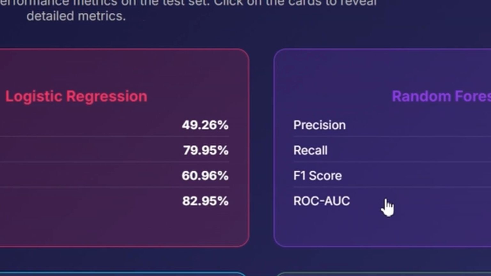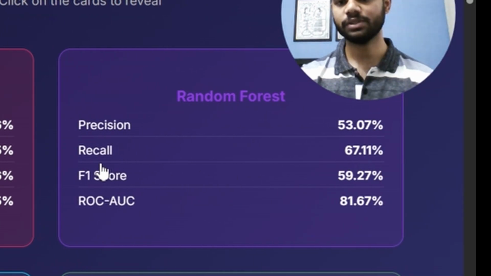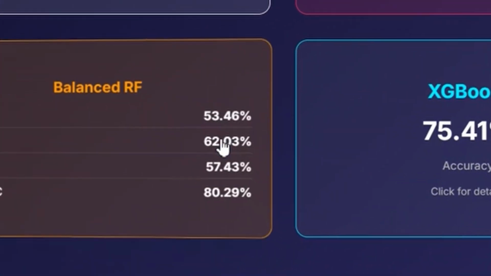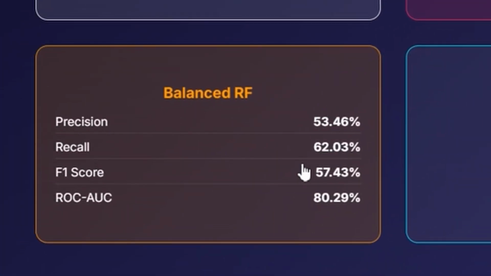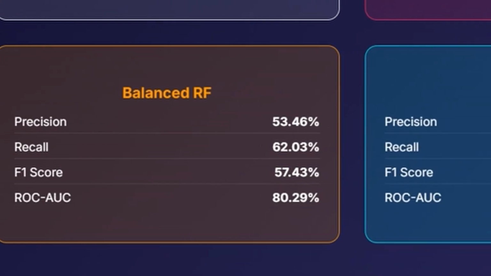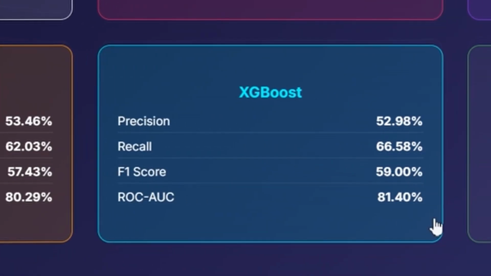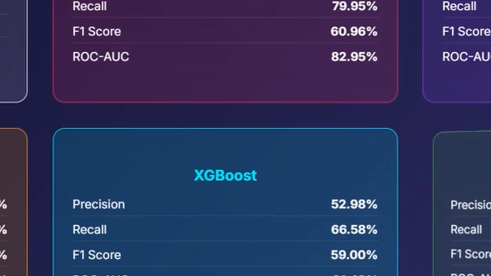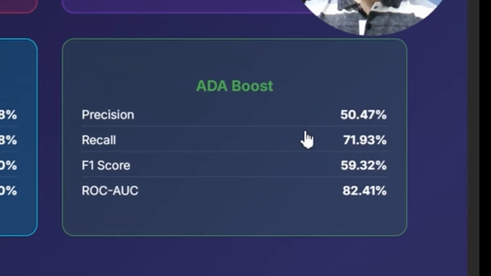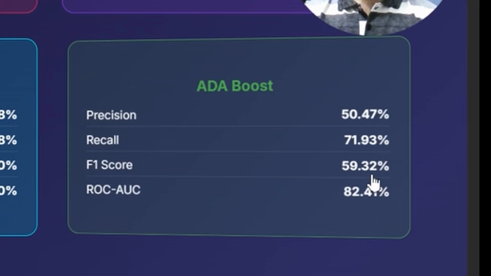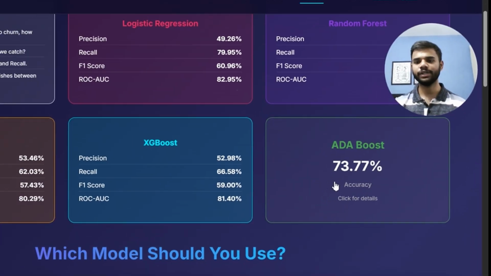Moving ahead, the next is random forest, which has precision of 53%, recall of 67%, F1 score of 59%, and so on. Moving to balanced random forest, precision is 53%, recall is 62%, and so on. XGBoost, precision of 52%, recall of 66%. And the last is AdaBoost, which has precision of 50%, recall of 71%, and F1 score of 59%, due to which the accuracy is only 73% for AdaBoost.